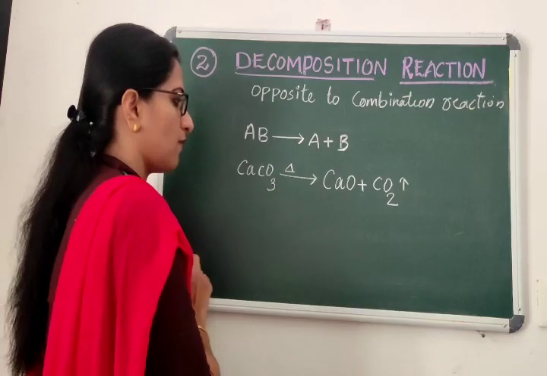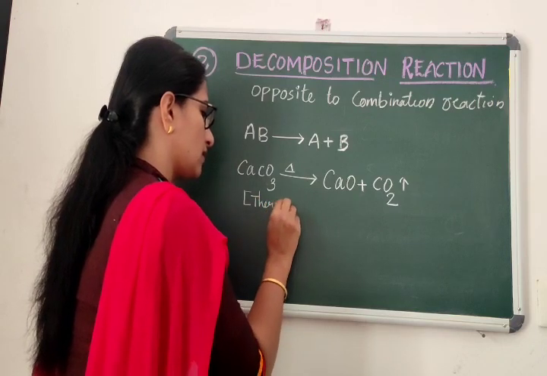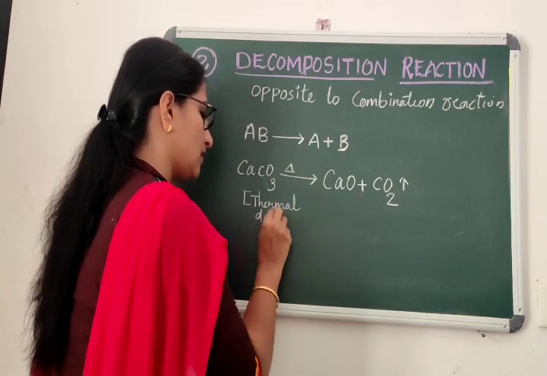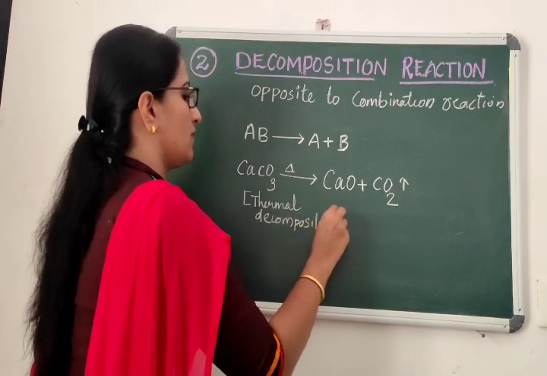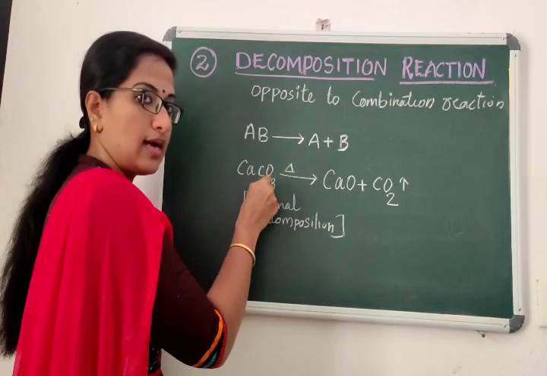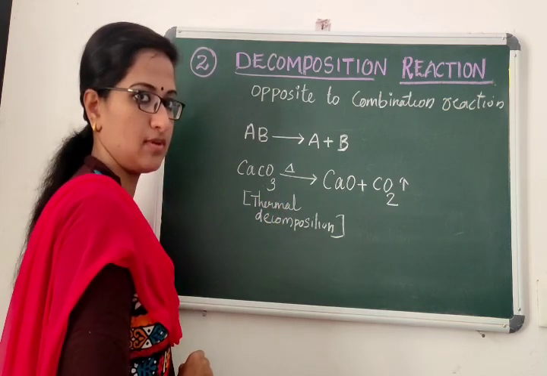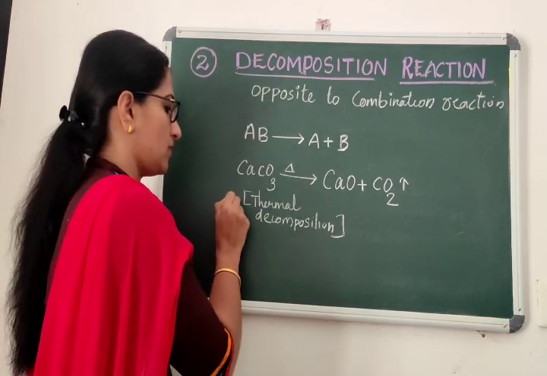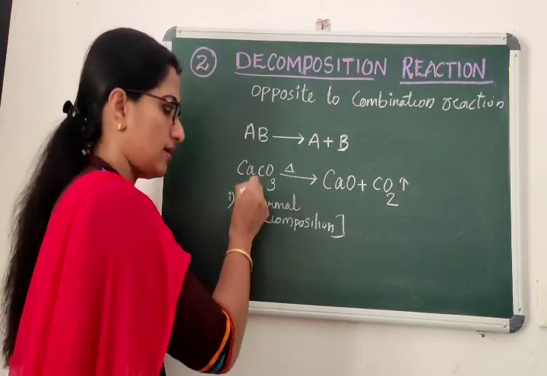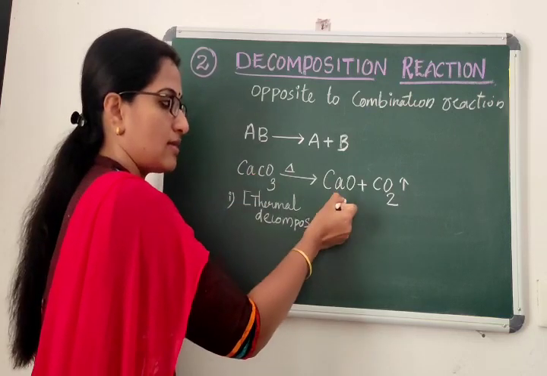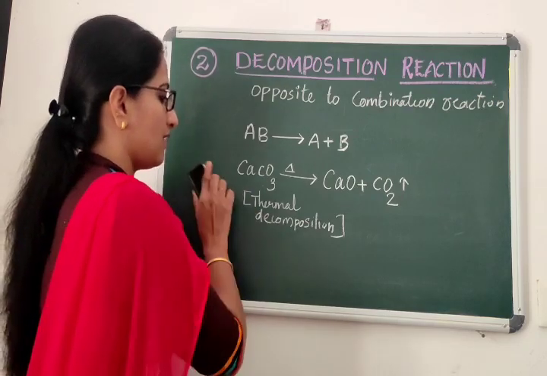Okay, so this type of decomposition is known as thermal decomposition. It is called thermal decomposition because in the presence of heat, these compounds undergo decomposition. This is the first type of decomposition, that is thermal decomposition. This is just opposite to the combination. Here the reactant is single, and you can see more than one product. Okay, now let's have another example.